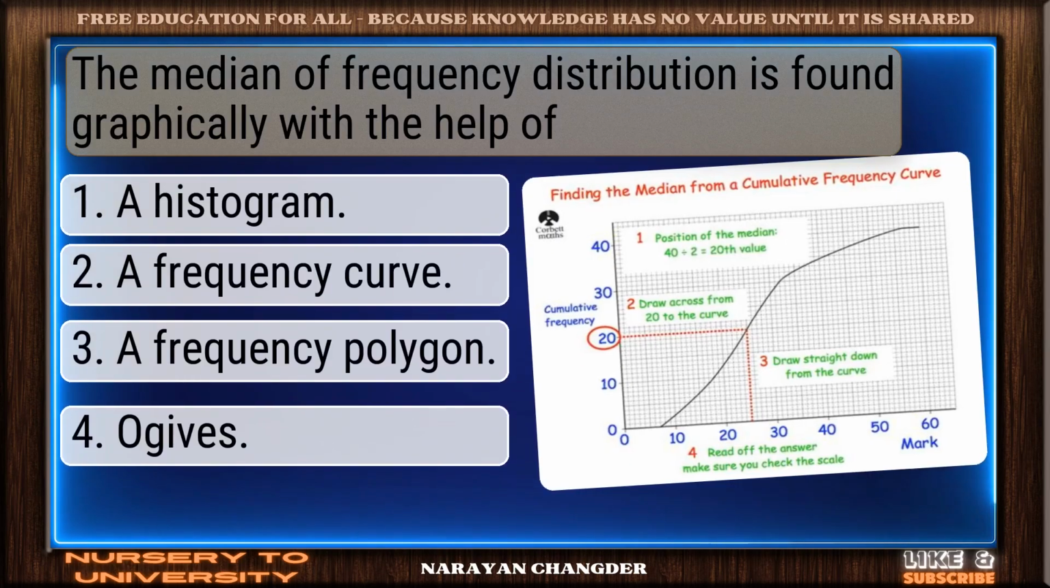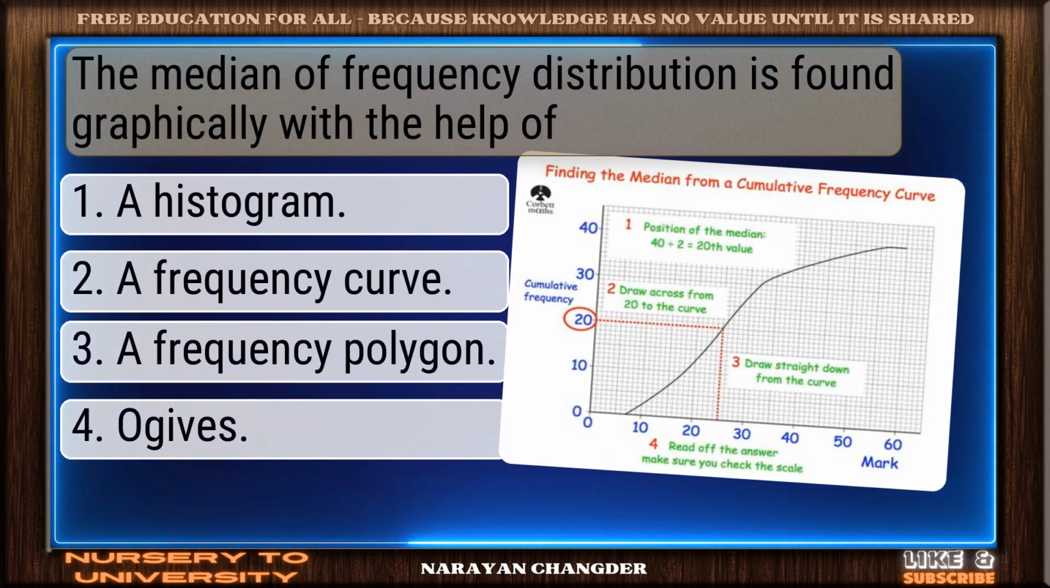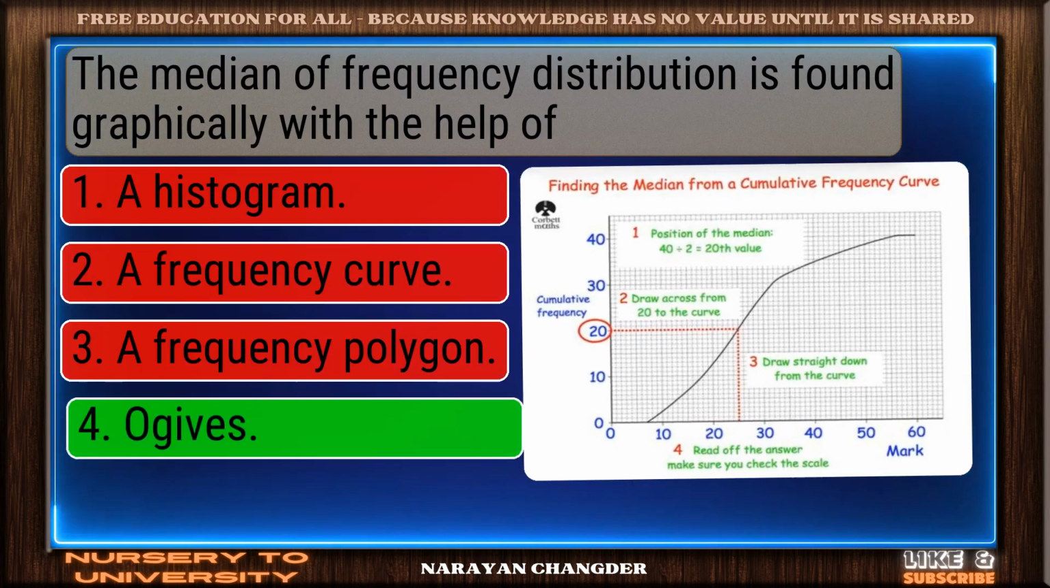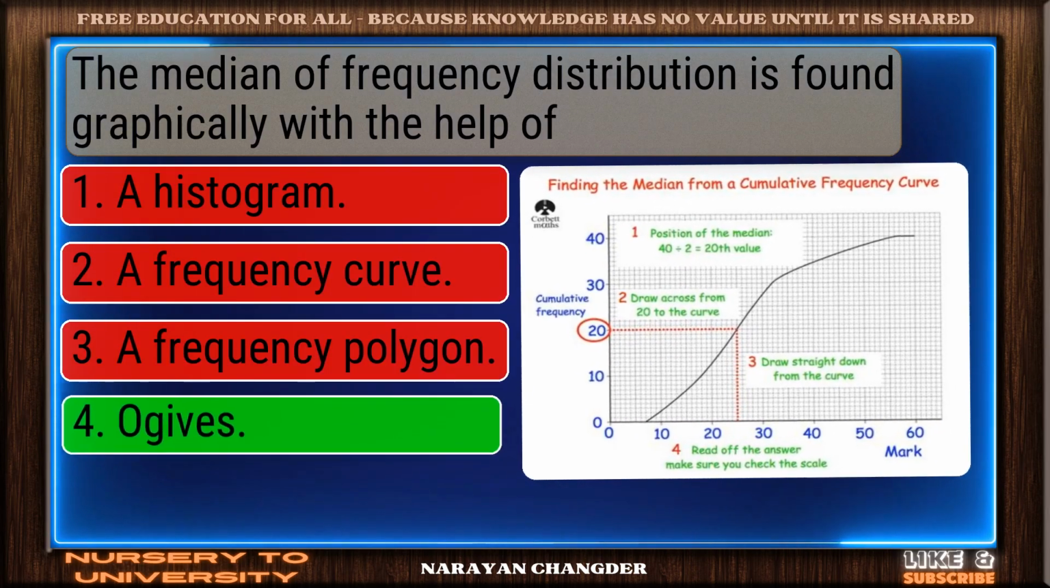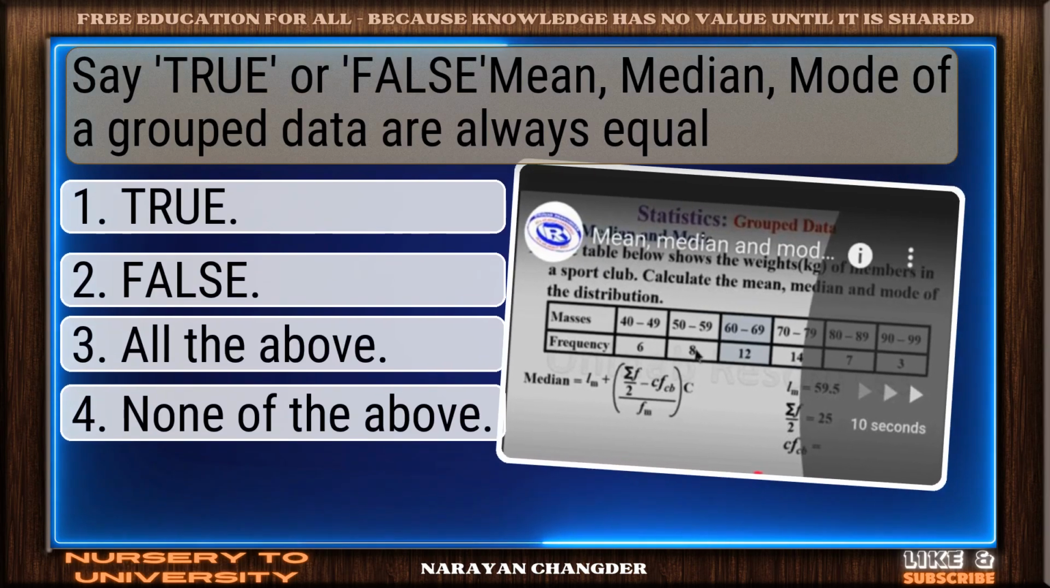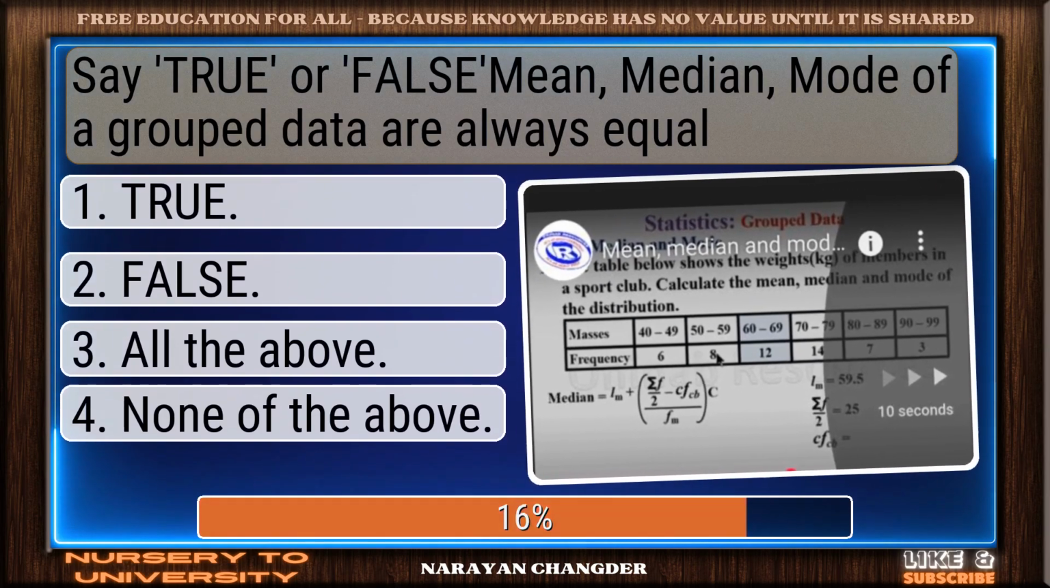The median of frequency distribution is found graphically with the help of dash. Great thinking. Ogive is right. Say true or false: mean, median, mode of a grouped data are always equal.